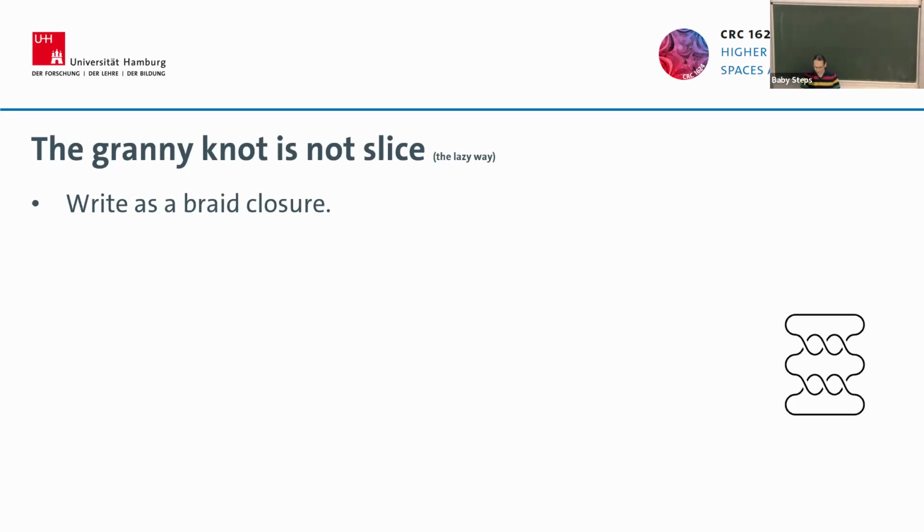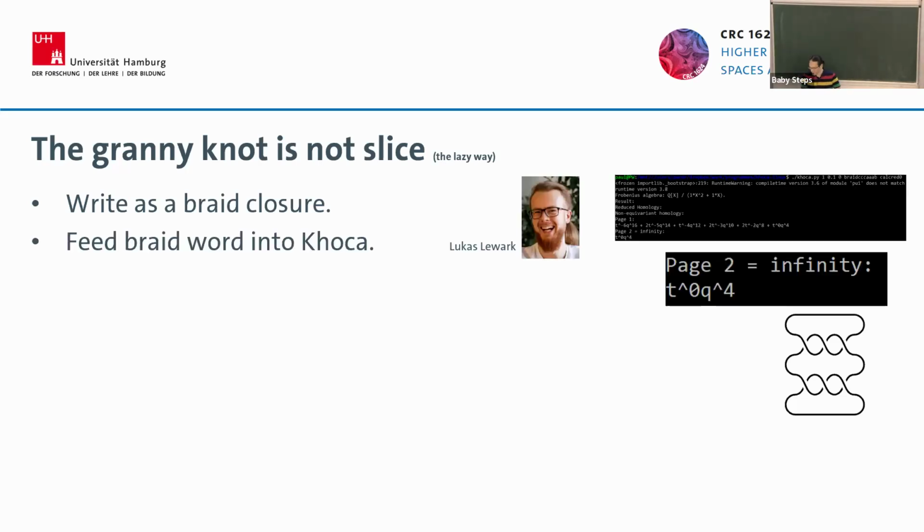So first we write the granny knot as a braid closure. And then I feed the braid word into a computer program that a colleague of mine, Lukas Lewark, has written. It's called COCA. Lukas is based in Zurich. So what will this program do? It will compute a spectral sequence. More precisely, it will compute the E-infinity page of a certain spectral sequence. And it will spit out the graded Poincare series of the infinity page of that spectral sequence. I'm interested in the Q grading of a one-dimensional vector space that appears at this E-infinity page. So I'm interested in this 4. This 4 is the Rasmussen invariant of the granny knot.